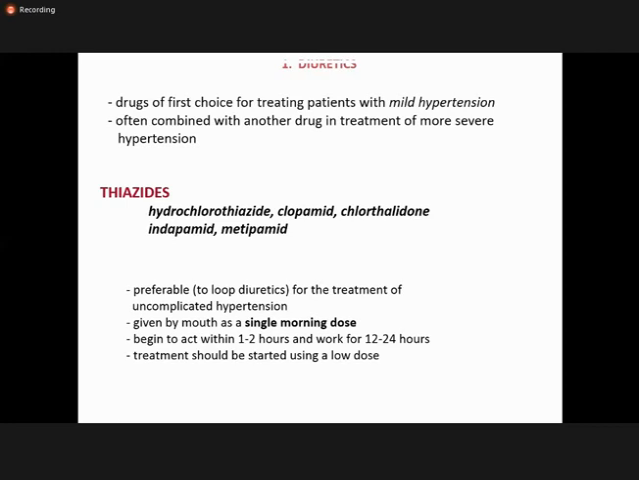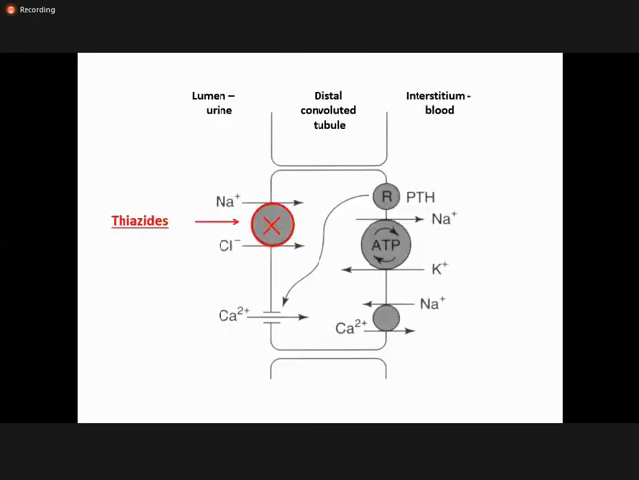Okay, so thiazide diuretics act on which segment of the nephron? The convoluted tubule, right? So they are preferable to loop diuretics for the treatment of uncomplicated, mild to moderate hypertension, given by mouth as a single morning dose. They begin to act within 1 to 2 hours and work for 12 to 24 hours. Treatment should be started using a low dose. This we have already discussed.